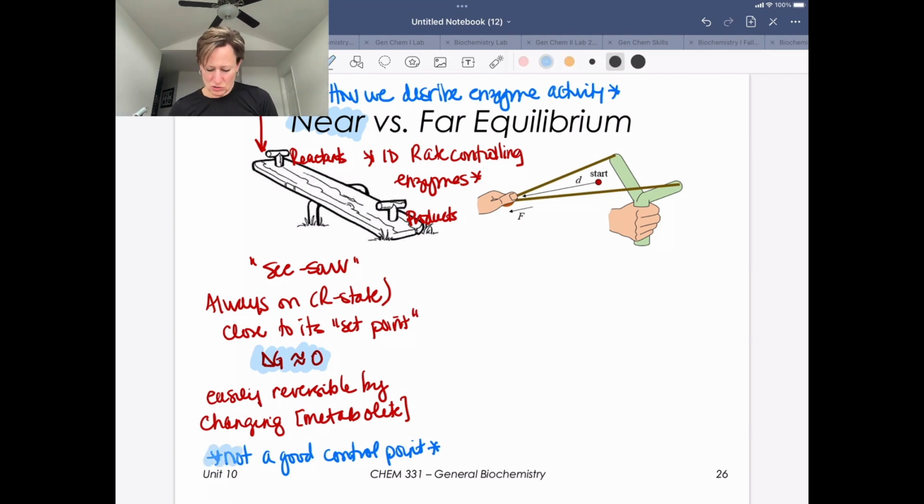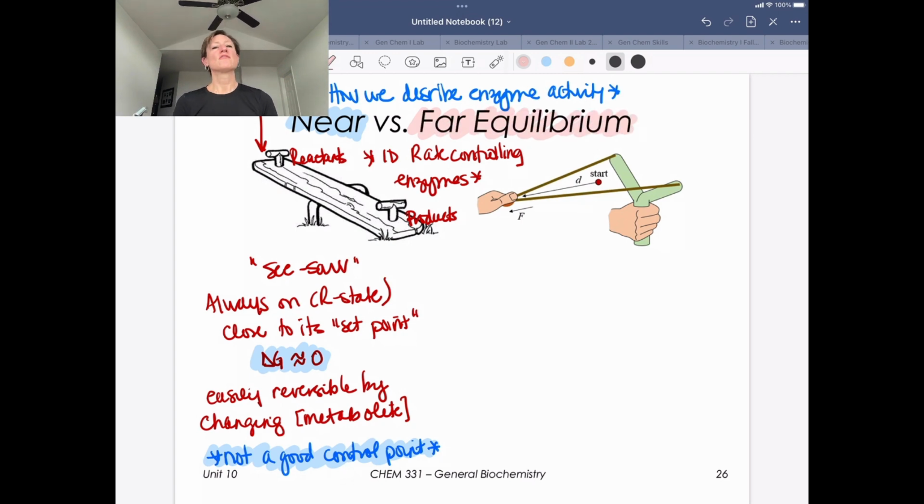Okay, so these are sort of the hallmarks, if you will, of near equilibrium enzymes and points in metabolic pathways. Delta G for these enzymes is going to be close to zero, and as such, they are not good control points.